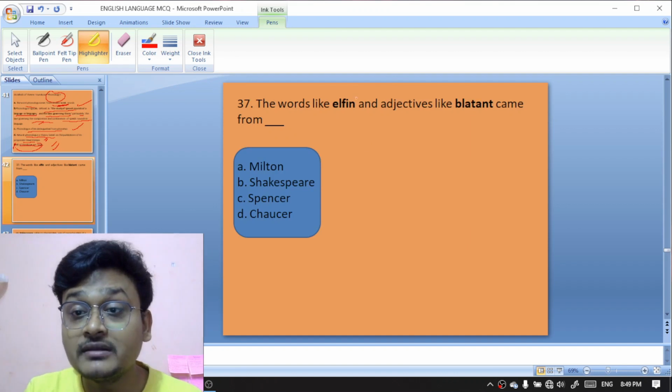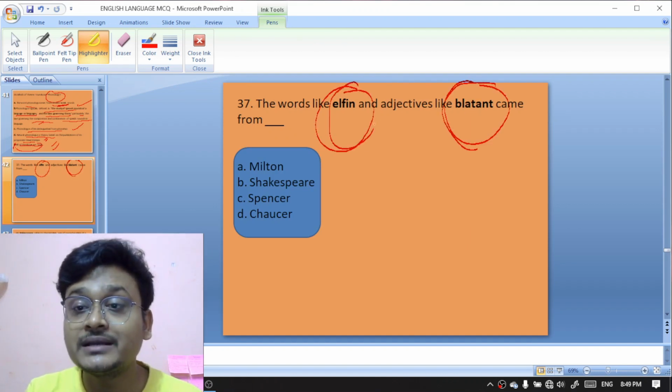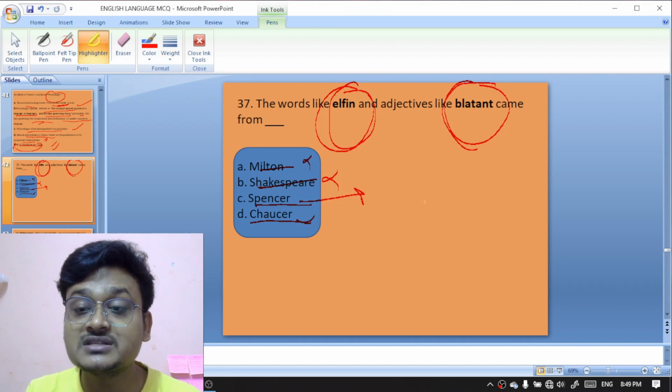The words elfin and blatant beast. Elfin and blatant beast came from Milton, no. Shakespeare, no. Spenser, Chaucer. So it came from Spenser's The Faerie Queene.